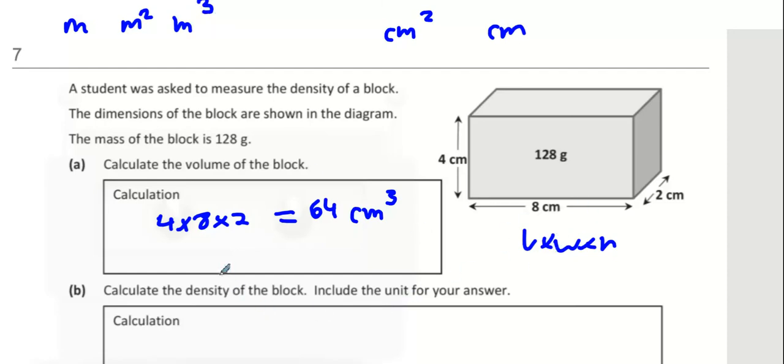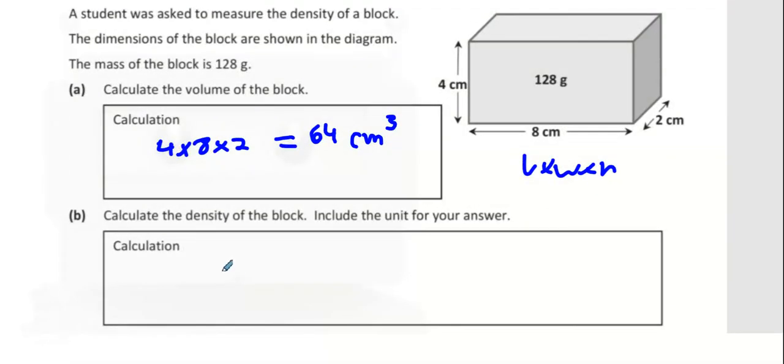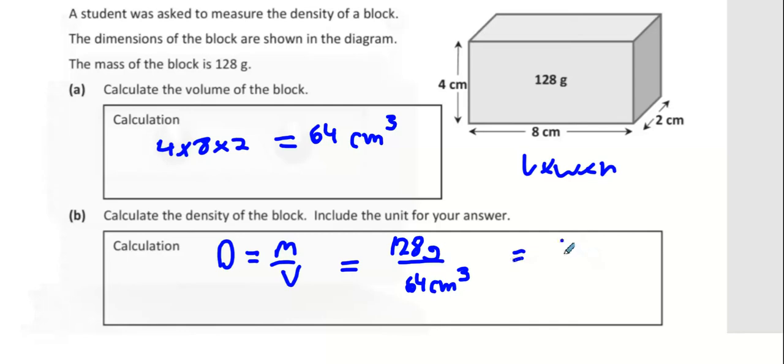Okay. Calculate the density of the block. Well, density equals mass divided by volume. So it's 128 grams divided by 64 centimeters cubed. This will give you 2 grams per centimeter cubed.